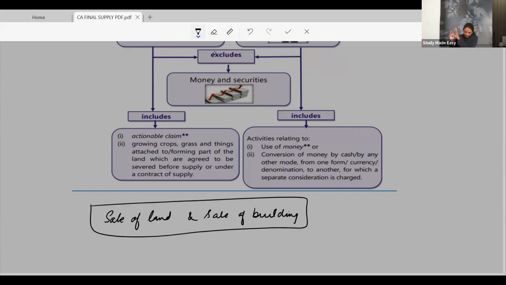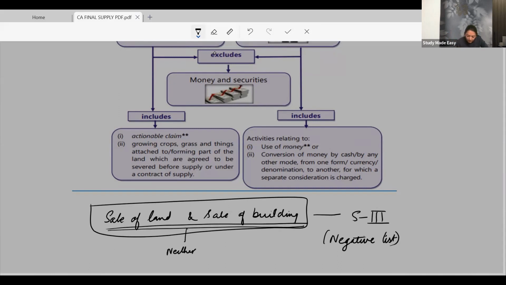There is a paragraph exception over there, but for the purpose of understanding the definition, I have taken only this. Sale of land, sale of building, schedule number 3 has been given, and schedule number 3 is nothing but your negative list. That means it is neither supply of goods nor supply of service, because the definition was giving a wrong interpretation.